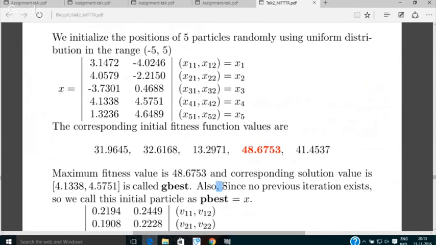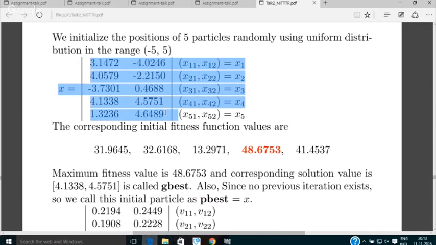Now, is it your initial position, or have you already done one step before that? This is my starting position. So what is the previous position? Previous position is the last position, but there is no last position. So there is no previous iteration, so the personal best is the same as this one. This is the same as the previous best because there is no best value we have so far.